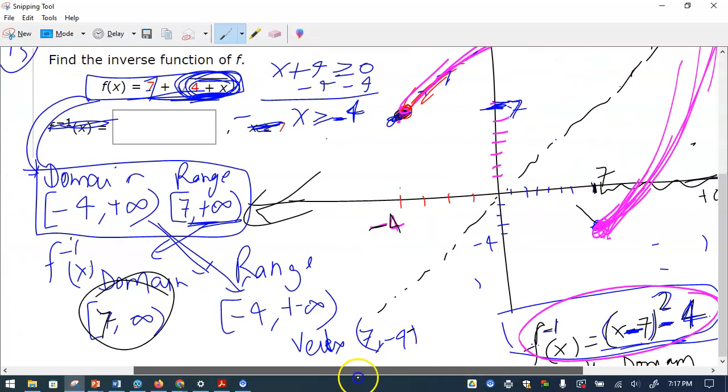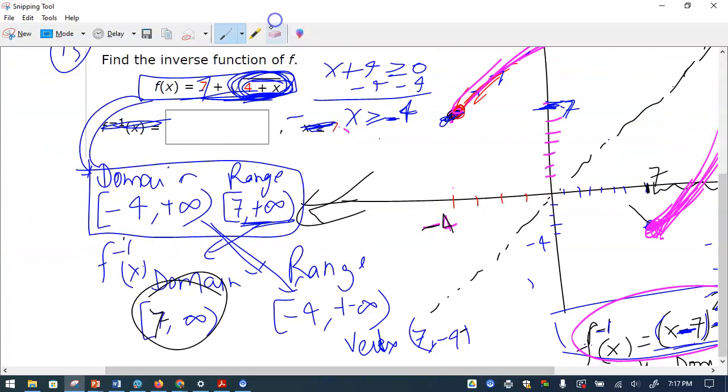That's what is important. And one thing is good, they already gave us the domain of the inverse function: from 7 to plus infinity. They should not have even given this. You are supposed to figure out what the domain and the range are. So anyway, I hope I made it very clear.